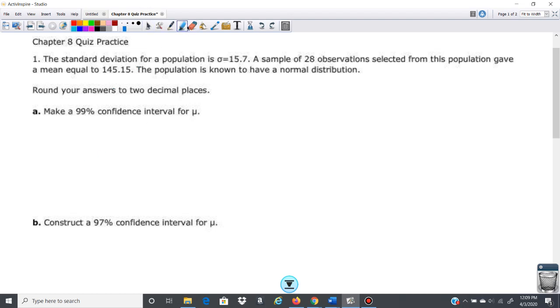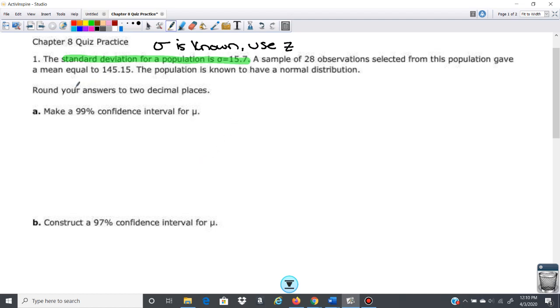So the first thing we need to do is determine if we want to use the Z or the T table. So this is going to tell us what we need here. Where it says here the standard deviation for a population is known. So when the standard deviation for the population is known, you're going to use a Z table. So that's the first thing here.